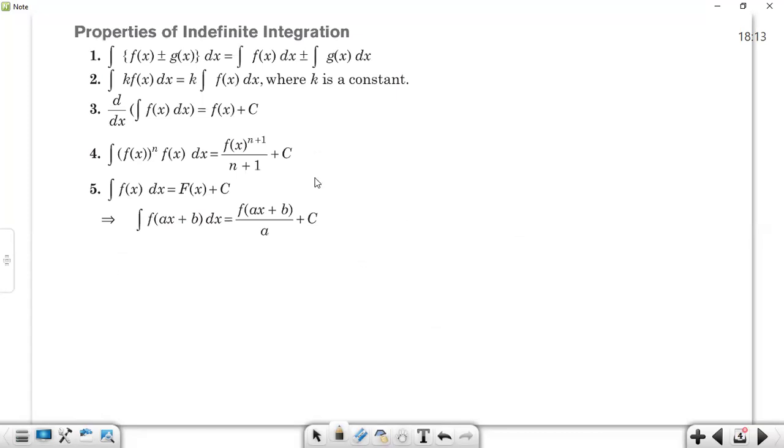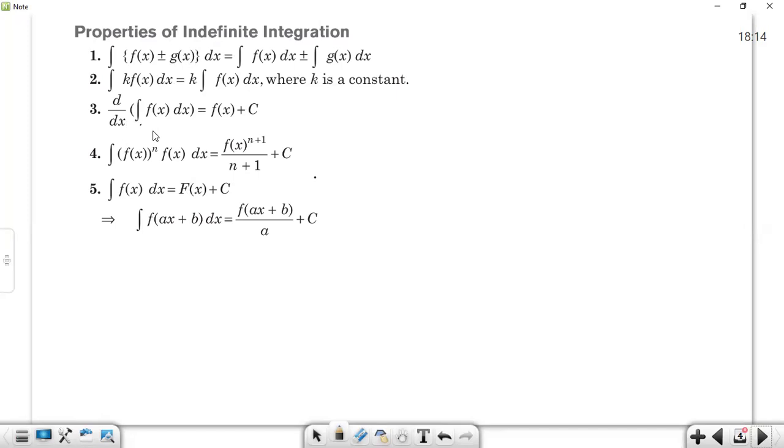So these are some properties of indefinite integration. Whenever there are two functions in addition or subtraction, we can separately apply this operation on both of these terms. Whenever some constant is multiplied, we can simply write it outside of the operator, and then go ahead with the integration.